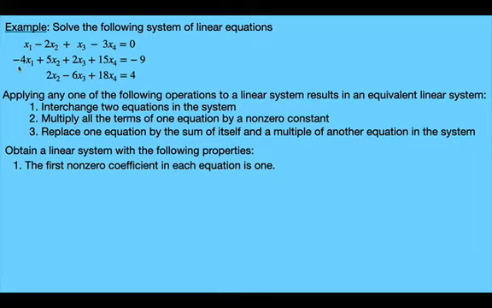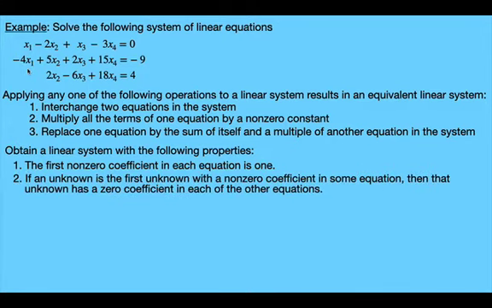Here, the second equation has the first non-zero coefficient equal to -4, and then in the third equation, the first non-zero coefficient is equal to 2. So clearly this system doesn't satisfy the first property. The second property we want our system to have is that if an unknown is the first unknown with a non-zero coefficient in some equation, then that unknown has a zero coefficient in each of the other equations. So for instance, since this is the first unknown with a non-zero coefficient of the first equation, property 2 says that we would need x sub 1 to have a zero coefficient in all the other equations. So we would need to change the second equation to make this coefficient equal to 0.